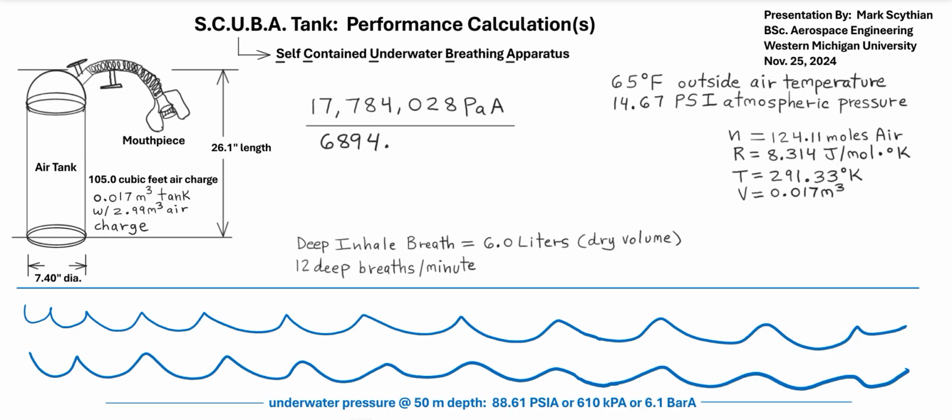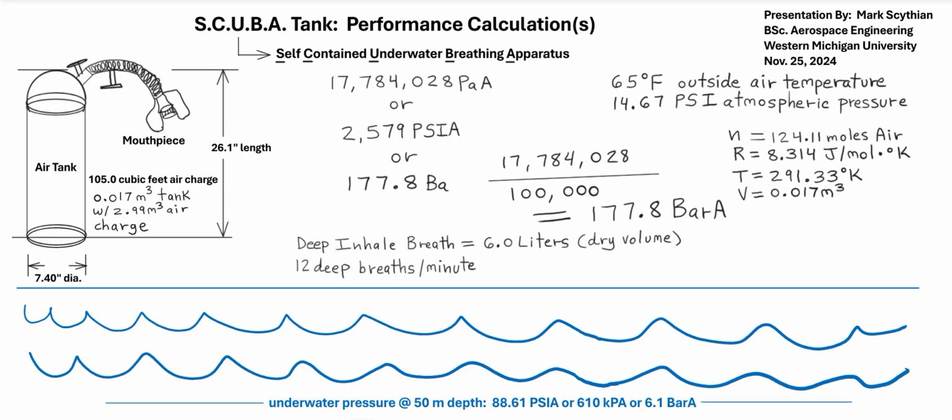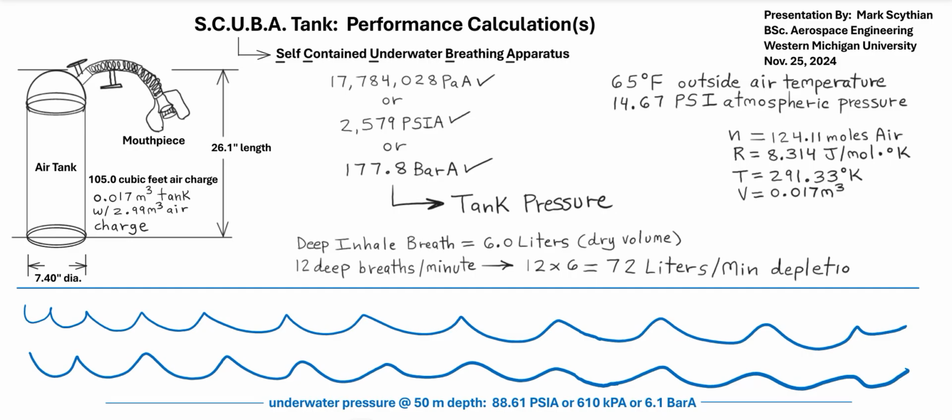So 17.78 megapascals absolute pressure, which then converts to 2579 psi absolute, or we can also convert that to bars as well. 100,000 pascals to a bar, so it's 177.8 bar absolute. So that is our tank air pressure at 105 cubic feet compressed into approximately 0.6 cubic feet, which is 0.017 cubic meters.